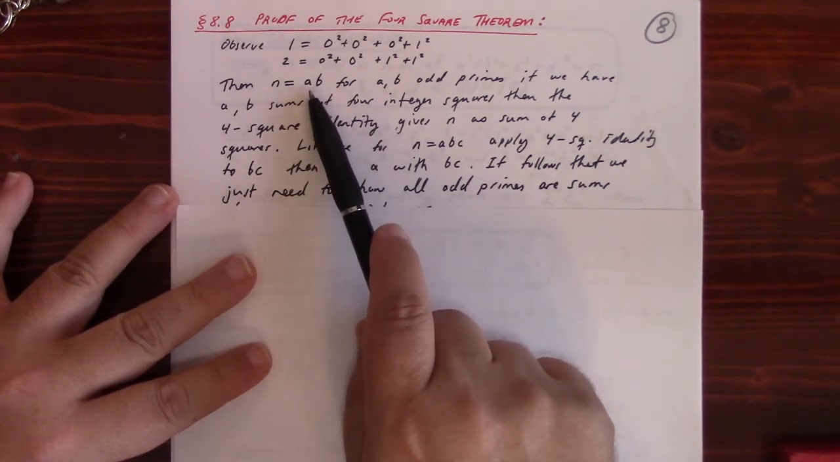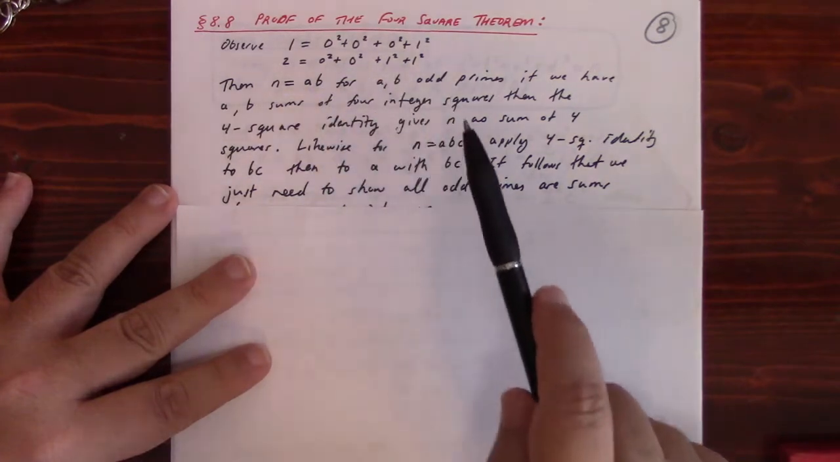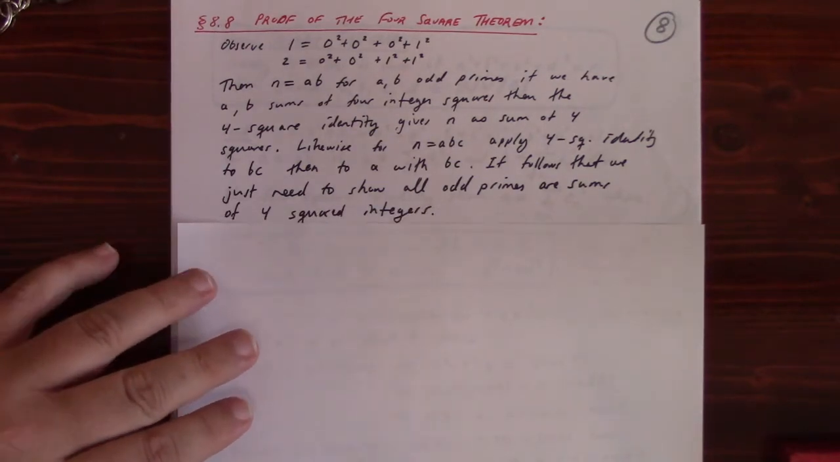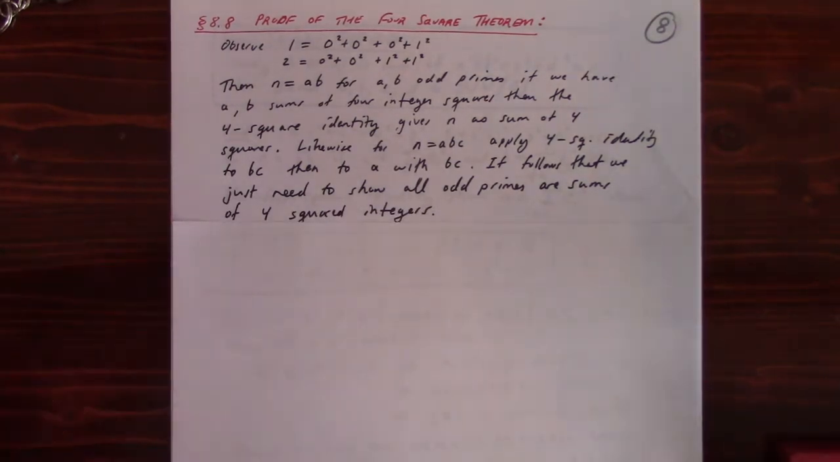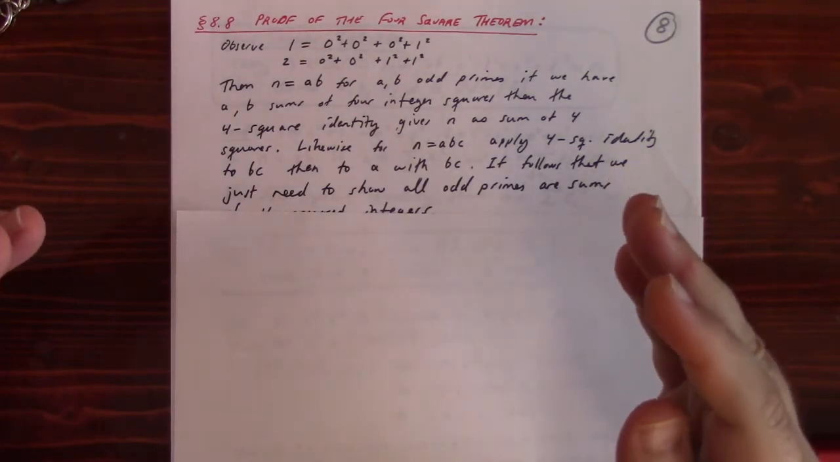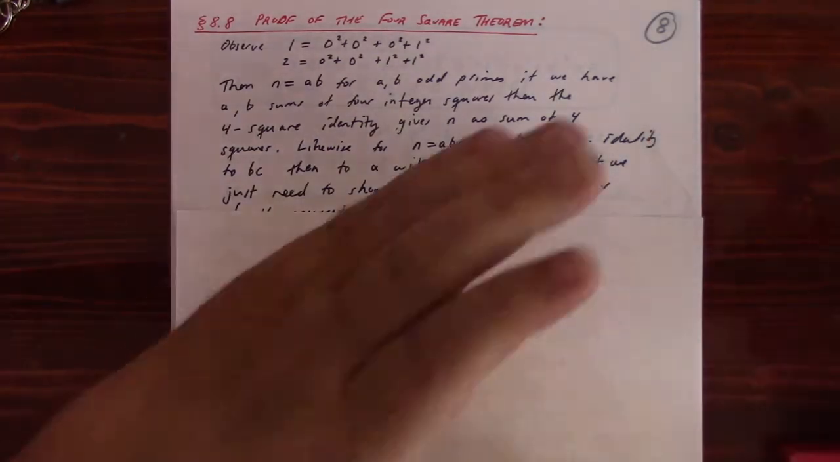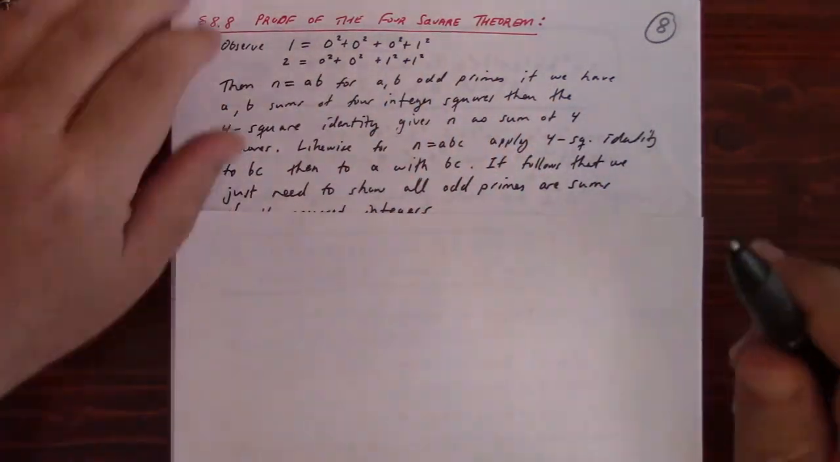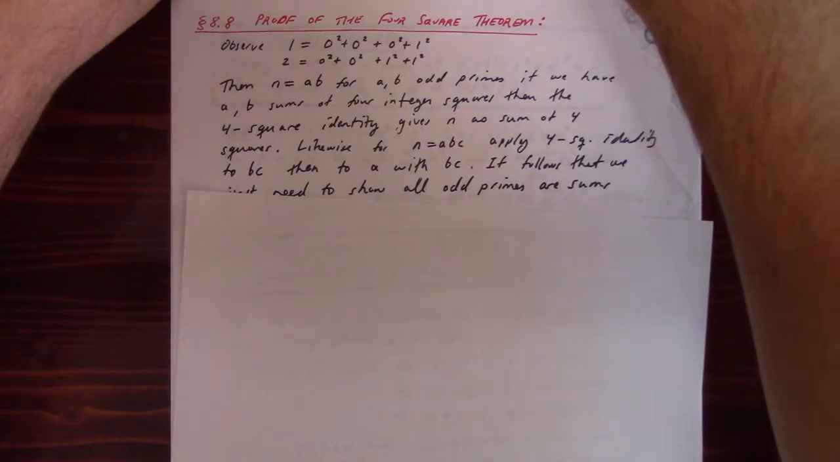Or it's not even. So if it has composite, it's like odd times odd. So this covers all the bases, is the point, because the foursquare identity allows us to take a product of 4 squares and rewrite it as a product of two sums of 4 squares.